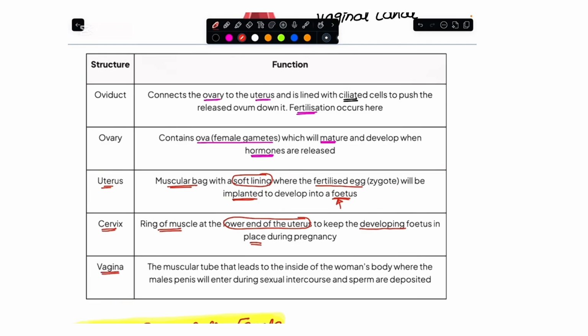At the last, we had the vagina. This, again like the uterus, is a muscular bag, and this leads to the inside of the woman's body. Here, the male penile organ, which is the penis, enters during sexual intercourse, and by that, the sperm would enter into the female reproductive tract. The vagina or the birth canal also accommodates the fetus moving out of the female reproductive tract at the time of delivery.